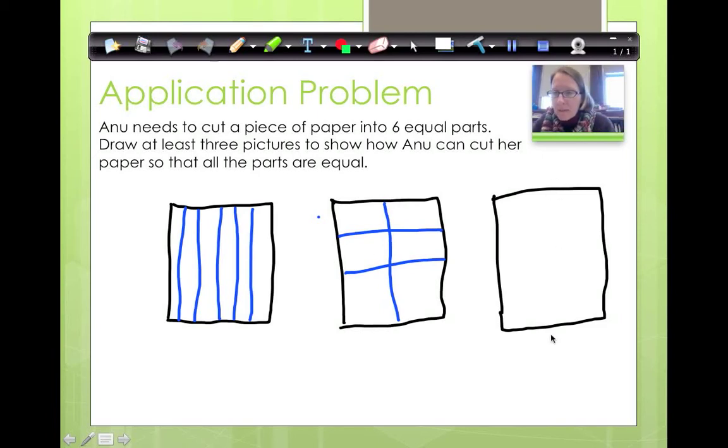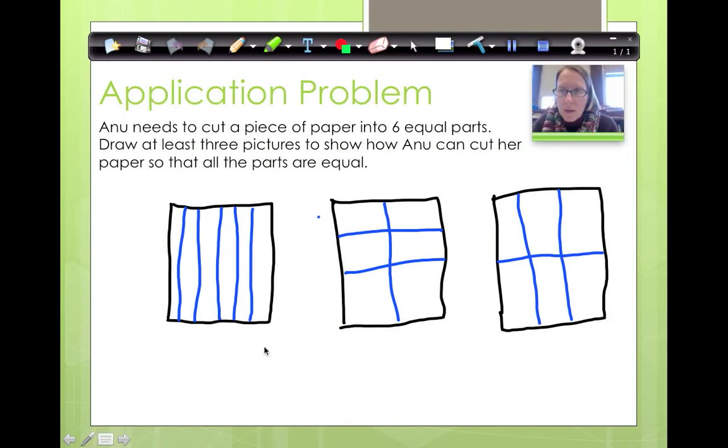Well, I've been cutting it this way right at the beginning. Let's cut it this way right at the beginning. Okay, if I cut it that way right at the beginning, what if I go this way? Well, there's 2. Do I have 6? 1, 2, 3, 4, 5, 6. I do. Is there another way?